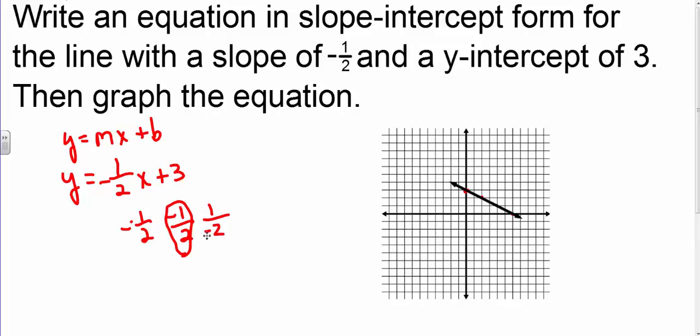Oh, I wanted to show you. See, we could have done 1 over negative 2. If we'd done 1 over negative 2, we would have gone up 1 and left 2, and see, we're still on the line right there. Wouldn't matter which one you chose.